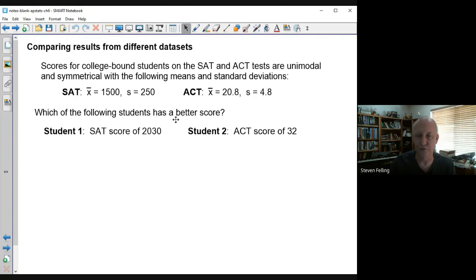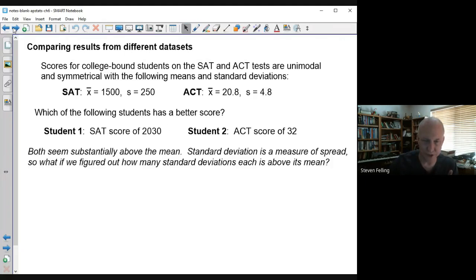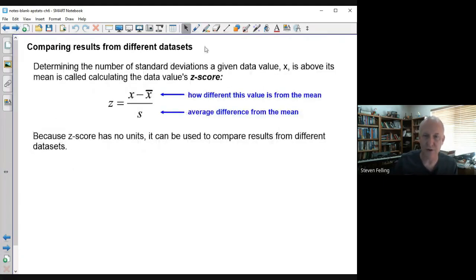Well, it turns out that we can do that because we can standardize how far above average these scores are. Both these tests are above the average, and we can use the standard deviation to figure out how many standard deviations they are above the mean. That would actually be very easy to do, and when we do that, that's called calculating a z-score. So a z-score is just a measure of the number of standard deviations, which I'm going to often abbreviate as SD, above or below the mean.